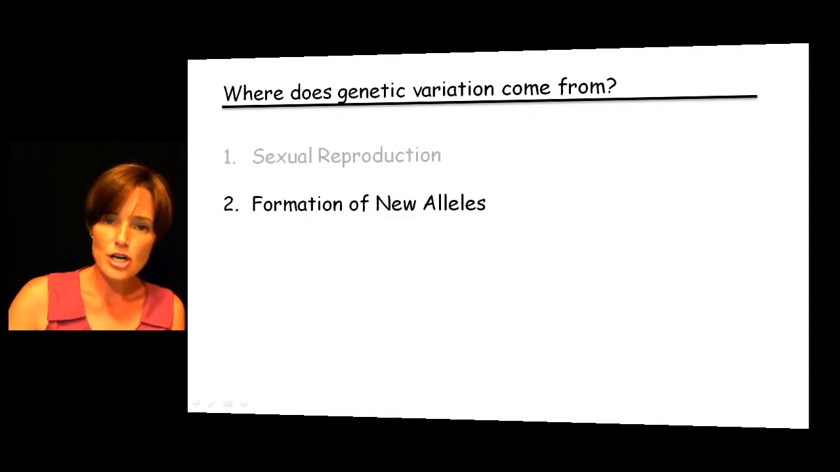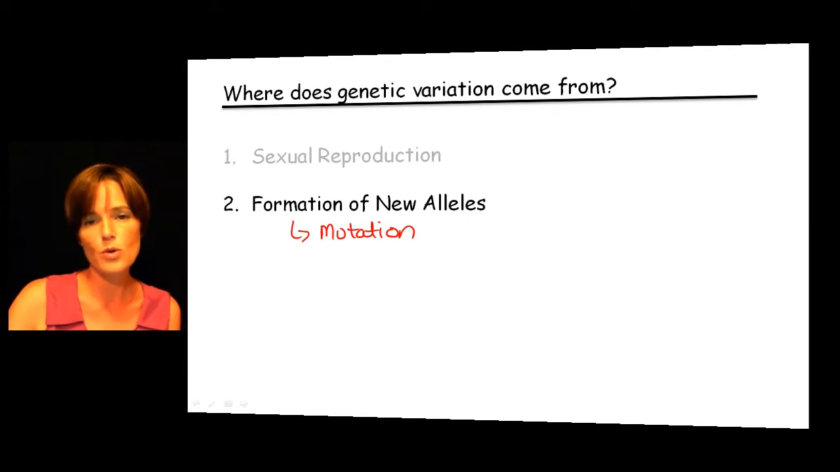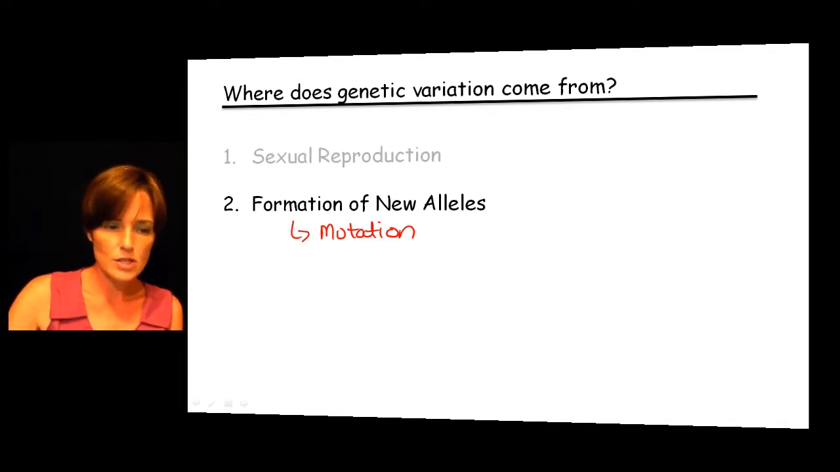Some genetic variation also comes from the formation of new alleles. When we're talking about this, primarily we're talking about mutations. Mutation is the place where we really get our raw material for evolution. New genes are formed in this way. So in this way, we're talking about a change in DNA sequence.